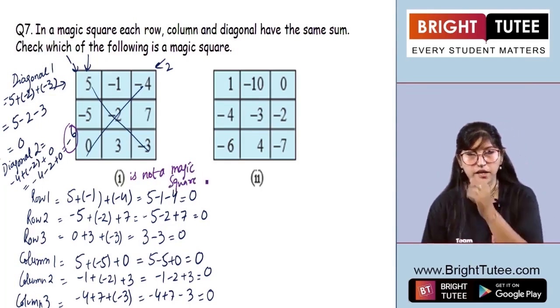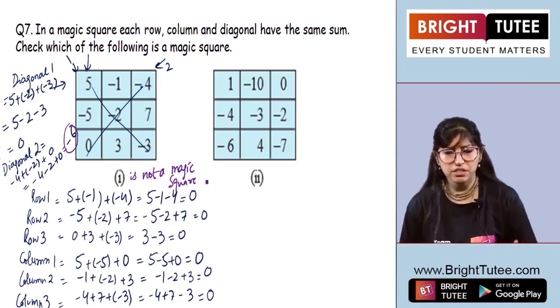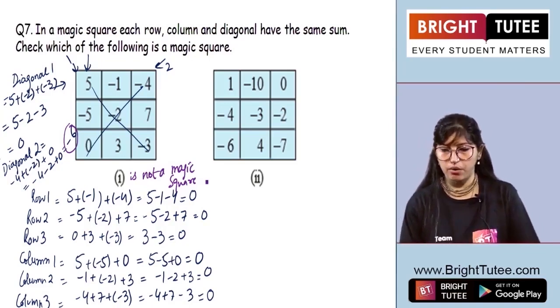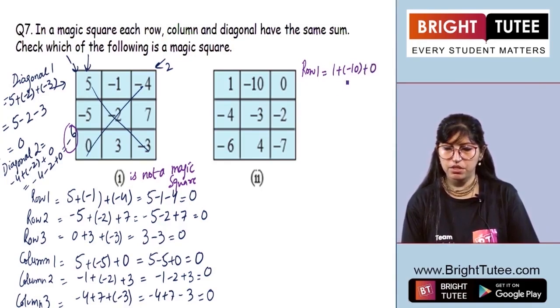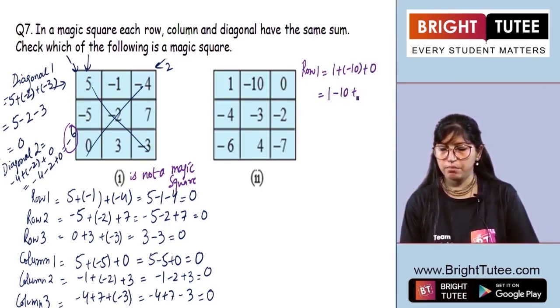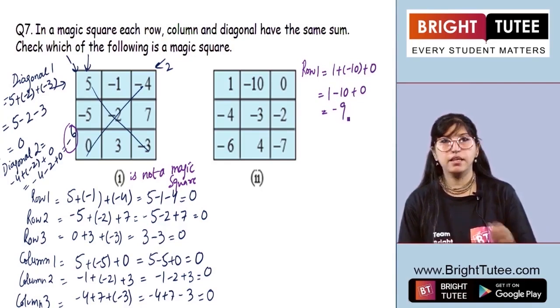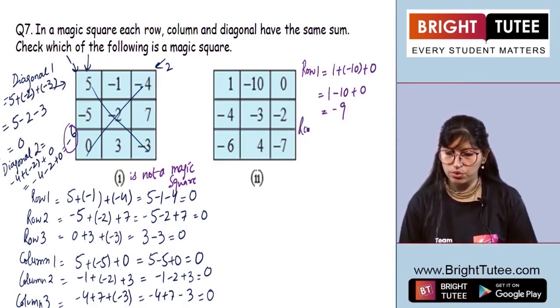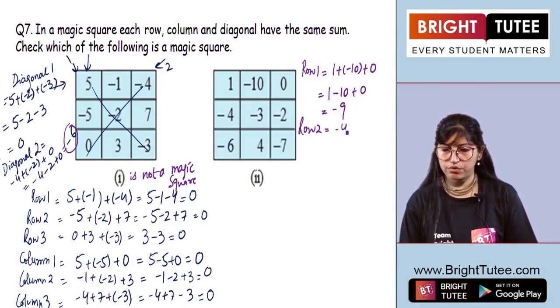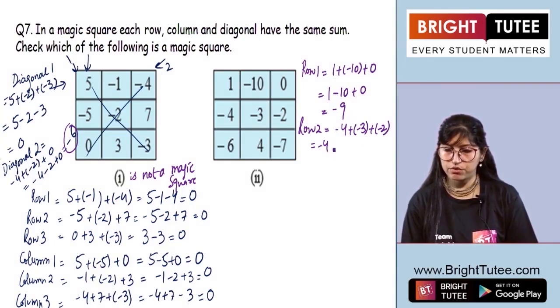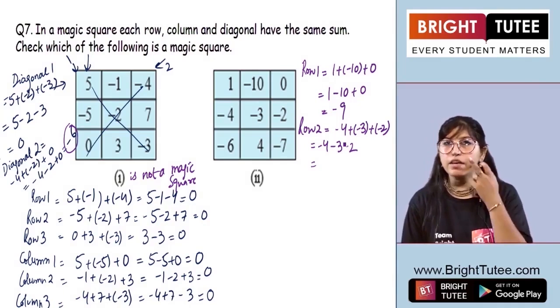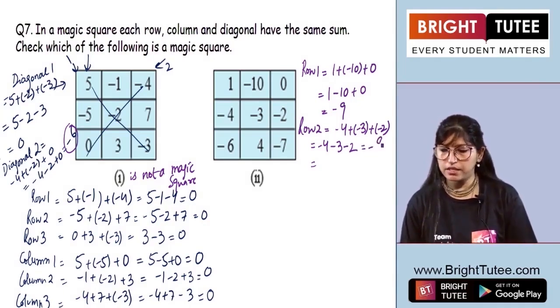Now let's try the second one. I hope this could be a magic square, but we can just see. So again, we'll start with row 1. So 1 plus minus 10 plus 0. So 1 minus 10 plus 0, which will be minus 9. Now let's try row 2. Minus 4 plus minus 3 plus minus 2. So minus 4 minus 3 minus 2. Minus 4 minus 3 is minus 7. Minus 2 onto it is minus 9.